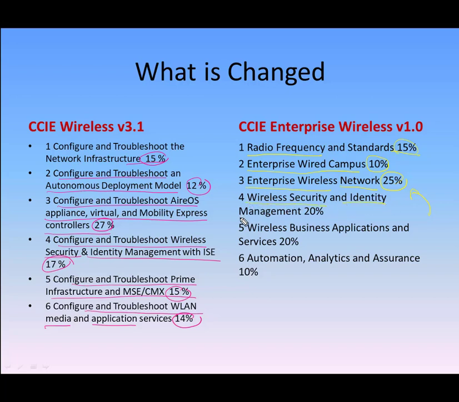Wireless security and identity management is increased to 20%. That is also a very useful topic. Wireless business applications and services, and that's increased to 20%. And finally, like other tracks, automation has 10% in CCIE Wireless as well.